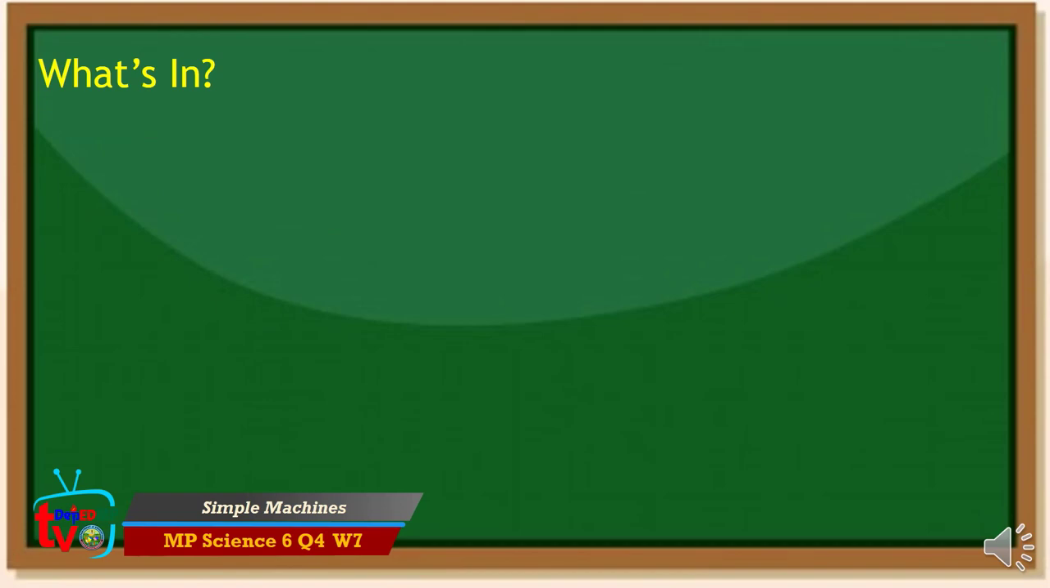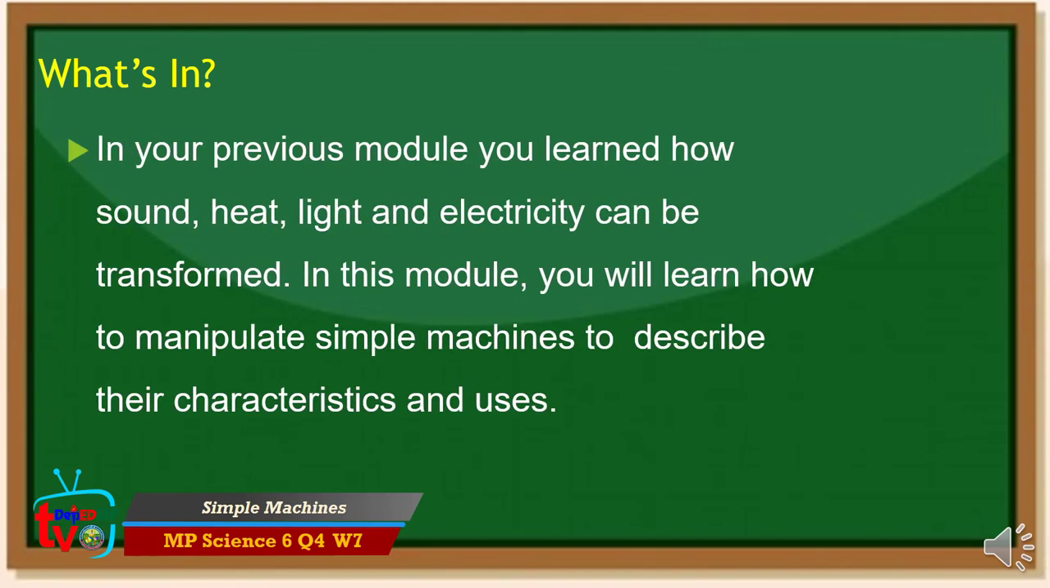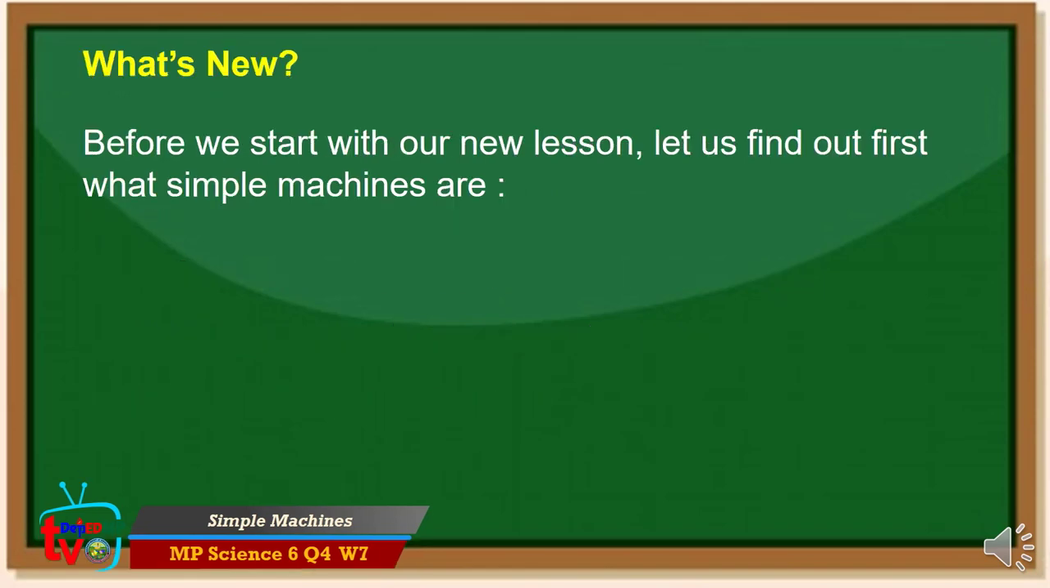We will go now to what's in. In your previous module, you learned how sound, heat, light, and electricity can be transformed. In this module, you will learn how to manipulate simple machines to describe their characteristics and uses. But before we go to our new lesson, let us find out first what simple machines are.